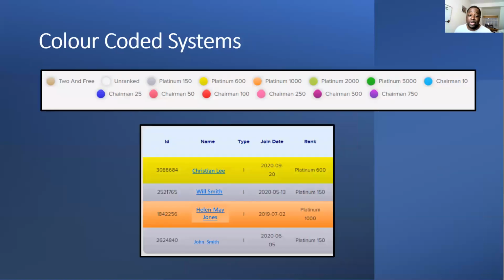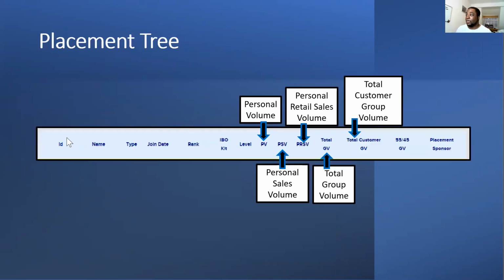The color coding system is key as well. When you're checking it, you'll see who's 2 and 3, who's unranked, P150, 600, 1K, 2K, and so forth within your organization. It's a clear color coded system, but you also see them on the ranks outlined there. When we go into the placement tree, these different key things will outline all of this for you. Okay, so you've got your personal volume. The personal volume is basically their own subscription. So I have my own subscription that I pay, and I have it in there. If I don't have one, then it'll be a 0.